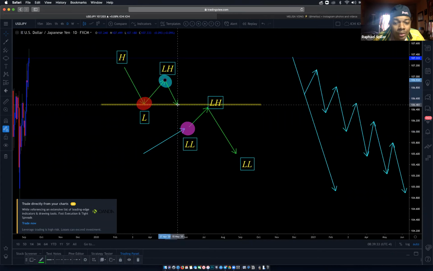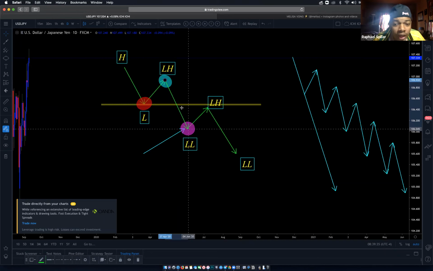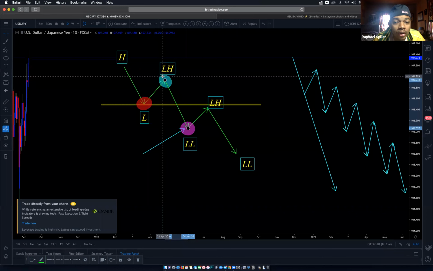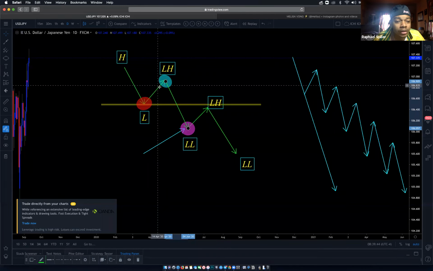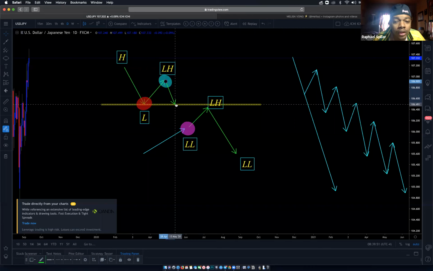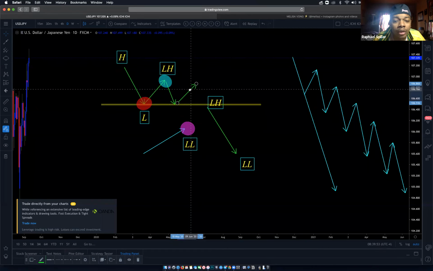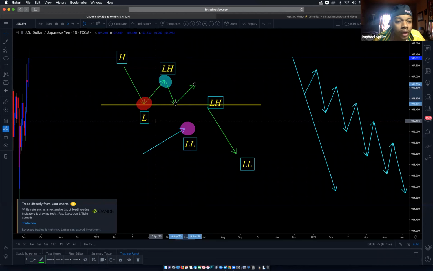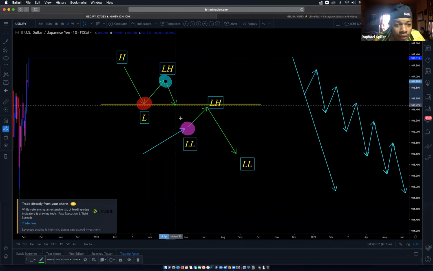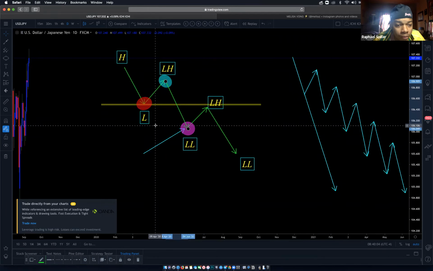So you have 2 types of lows. You have lower lows and similar lows. Same thing with highs. You have higher highs or similar highs, right? If the market doesn't break this low, then it's going to create a similar low, which is called a what? A double bottom, right? But if it breaks the low, then now it's called a lower low.